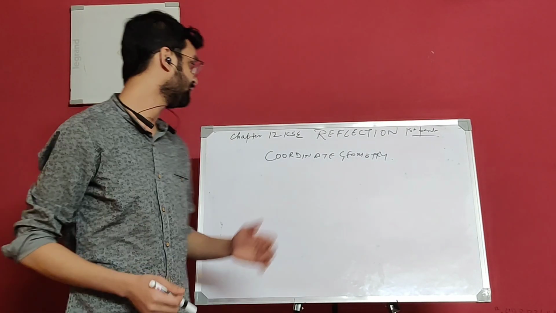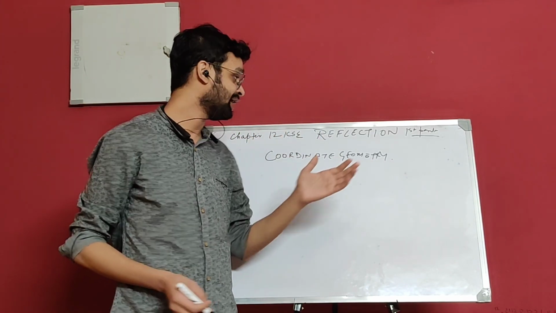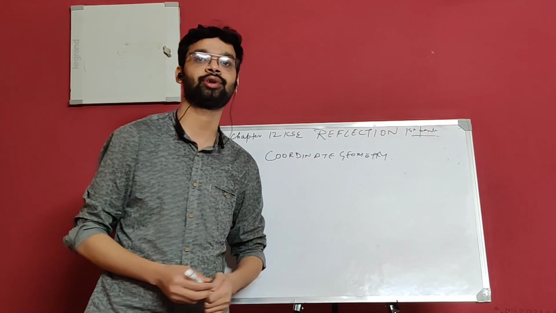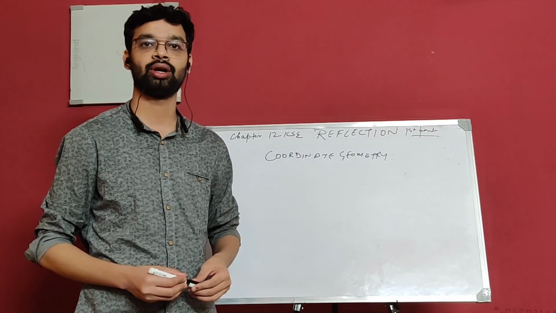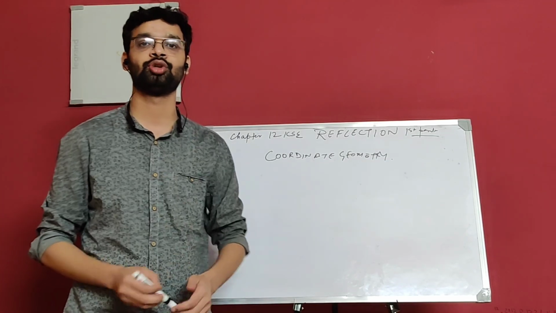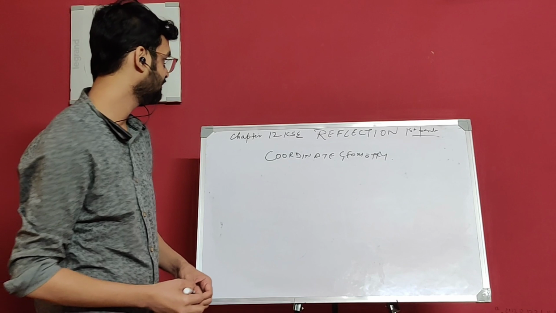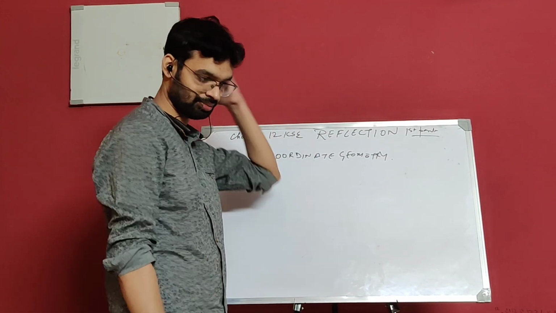Today we will be discussing the 12th chapter of ICSE, that is reflection, and in this I have divided this chapter into two parts. In the first part we will be discussing coordinate geometry and how it is plotted, and in the second part I will be solving some numericals with you. I have jumped into coordinate geometry because I have completed 4 algebra chapters.